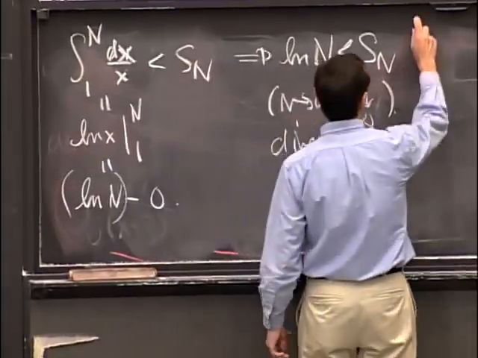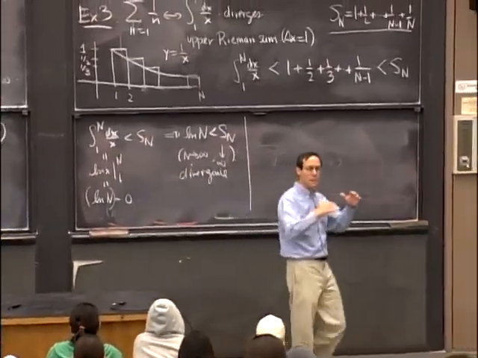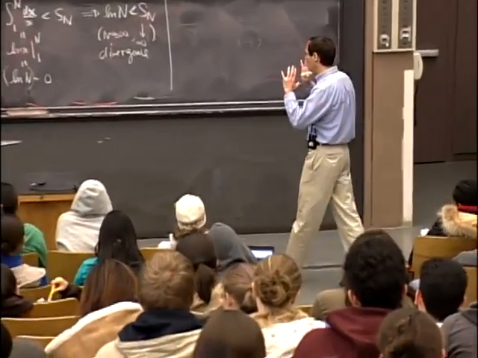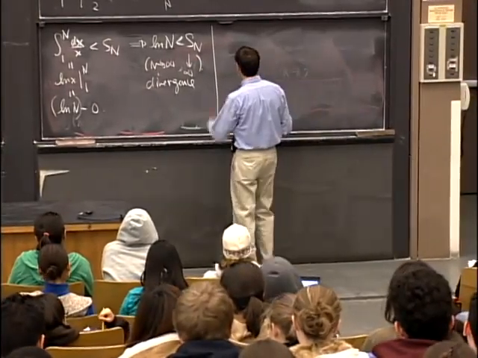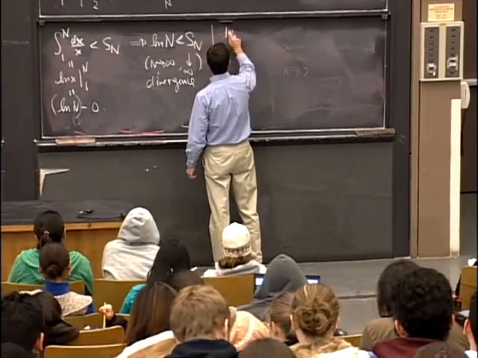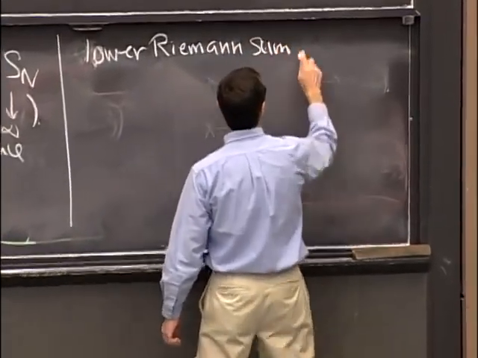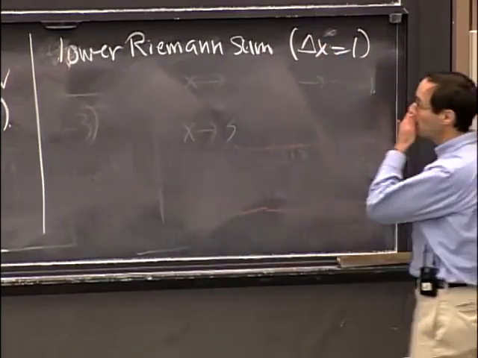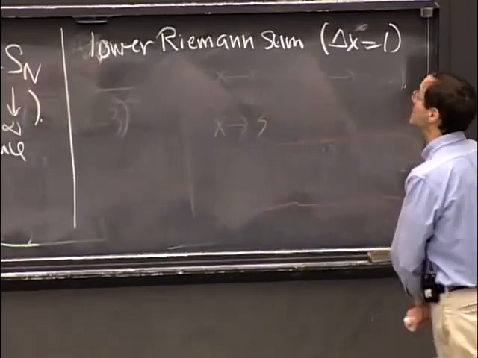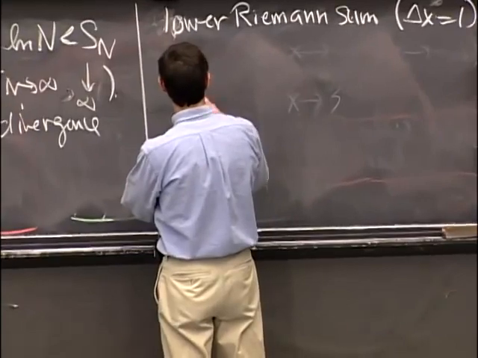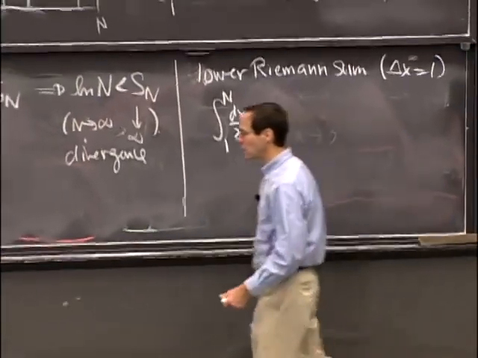Now, the way I'm going to use the lower Riemann sum is to recognize that we've captured the rate appropriately. That is, not only do I have a lower bound like this, but I have an upper bound which is very similar. So if I use the lower Riemann sum, again with delta x equals 1, then I have that the integral from 1 to n of dx over x is bigger than, well, what are the terms going to be if I fit them underneath?